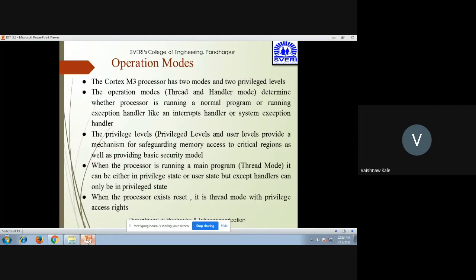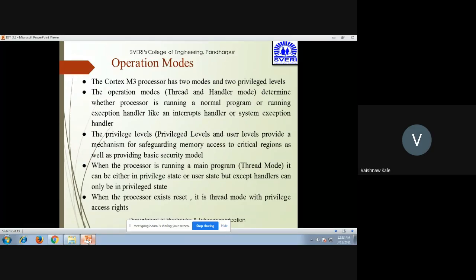Again, I'll revise it. It has 2 modes and 2 privilege levels. 2 modes: one is thread mode, the second one is handler mode. Thread mode means running a normal program, and handler mode means running an exception handler like an interrupt handler and system exceptions. Okay. After that, privilege levels. So there are two types of privilege levels. One is the privilege level and the second one is the user level.